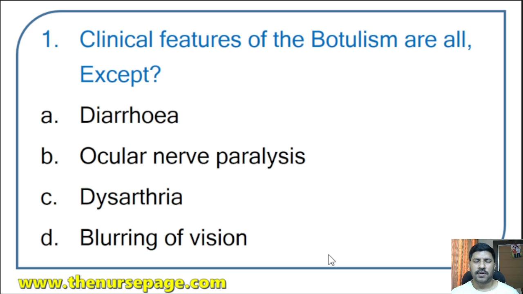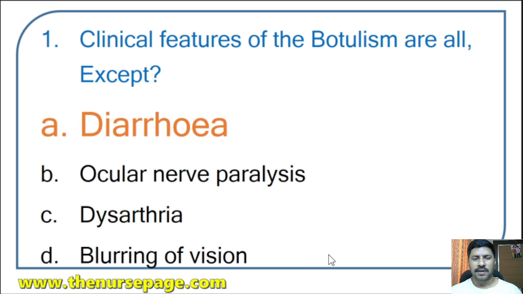Botulism is caused by Clostridium botulinum bacteria. Usually, it is spread through closed, bottled foods. The Clostridium botulinum bacteria will produce a toxin that will cause this disease. So, here the correct answer is diarrhea. Diarrhea is not a common feature of botulism. Botulism mainly affects the nerves. So the main symptoms include ocular nerve paralysis, dysarthria, and blurring of vision.